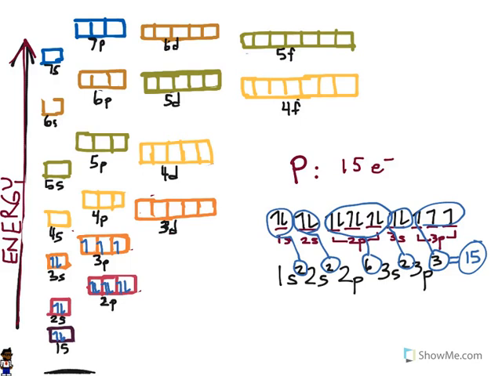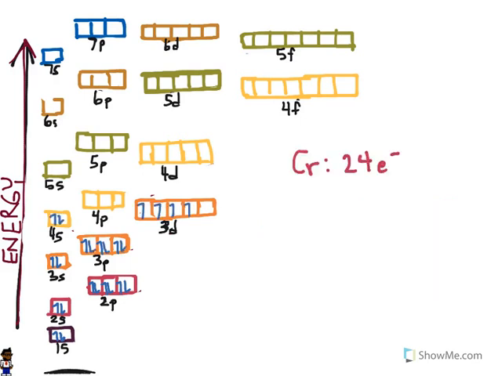Alright, let's get crazy. Let's do another one. Alright, if we did chromium, we would have 24 electrons to play with. And remember, that was one of your exceptions. So let's do chromium, but forget about it being an exception. Let's just go through the process. Well, we left off on phosphorus with 15. So if we just keep going, 16, 17, 18, 19, 20, 21, 22, 23, 24.